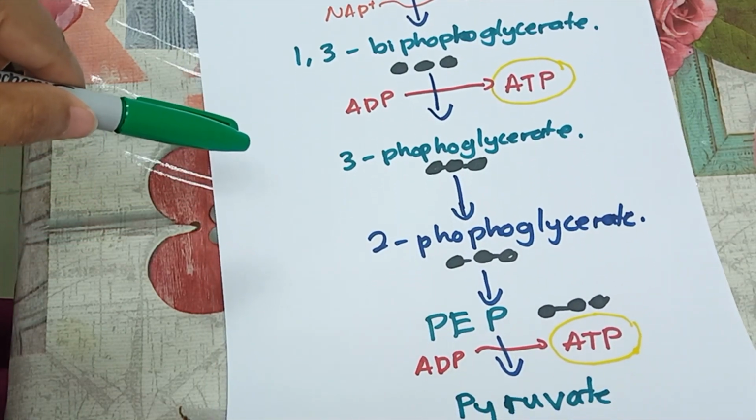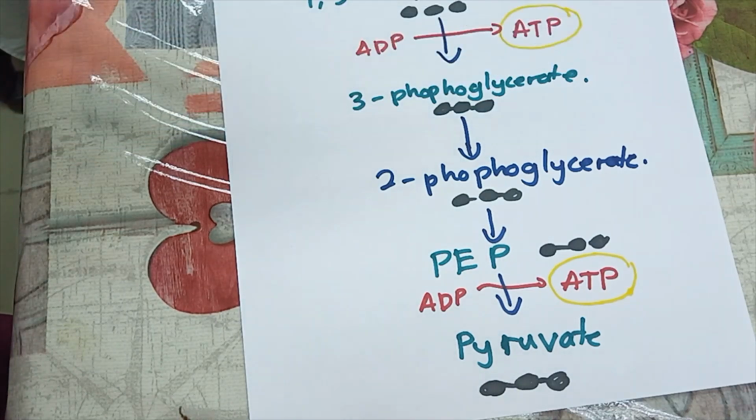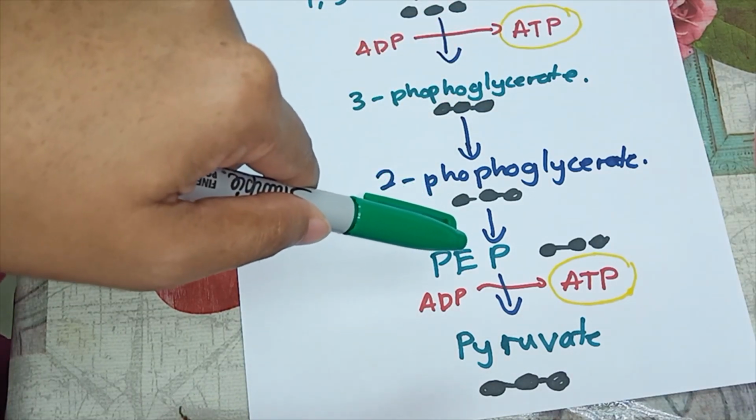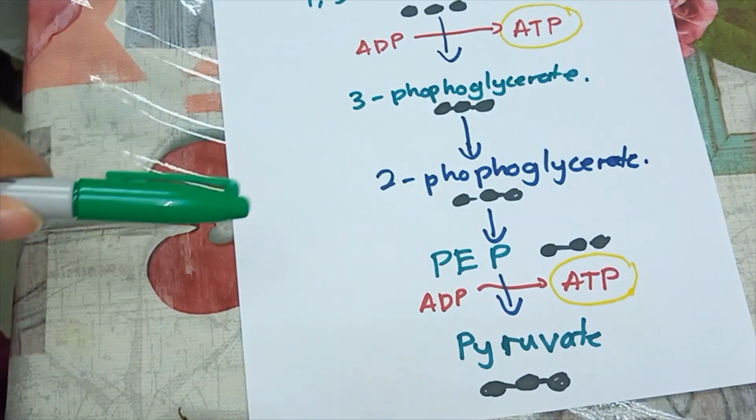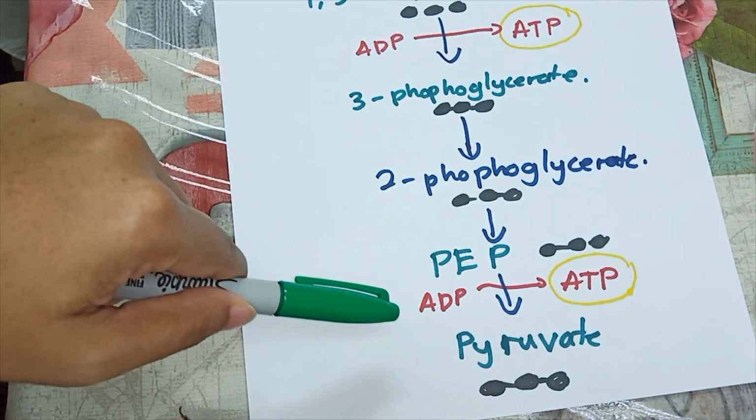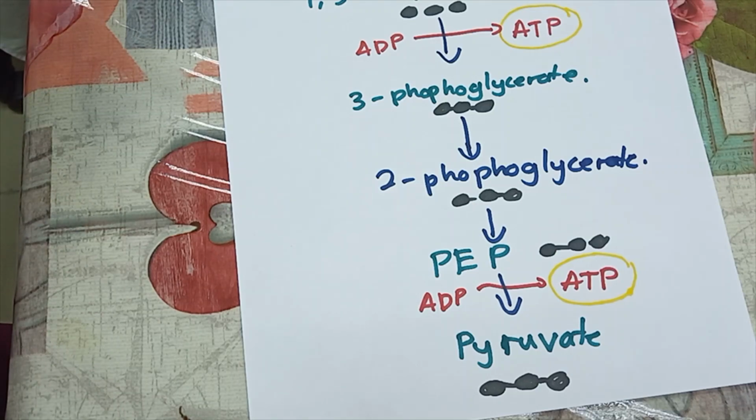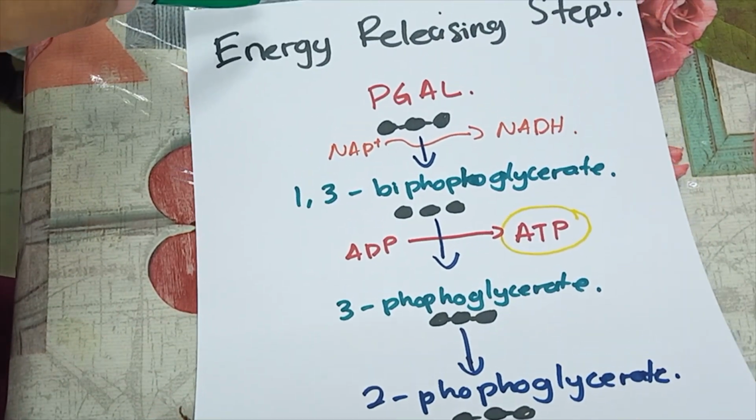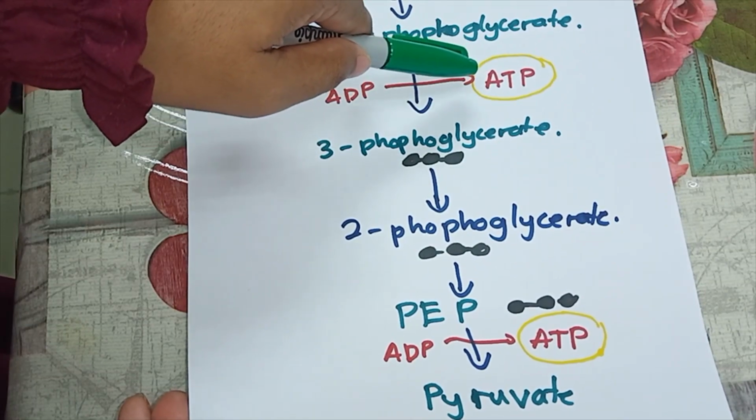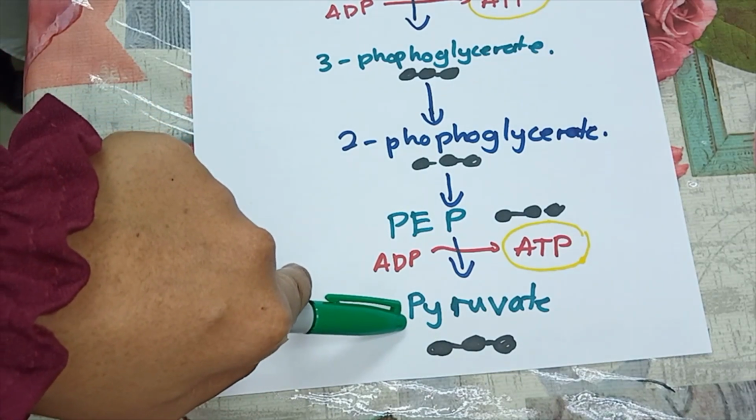And next, 3-phosphoglycerate will be converted into 2-phosphoglycerate, and this 2-phosphoglycerate will be converted into PEP. PEP is phosphoenolpyruvate. And this PEP will be converted into pyruvate, but this process needs another 1 ADP converted into ATP. So from this energy releasing step, 1 NADH has been produced, and 1 ATP has been produced at this stage and also 1 molecule of pyruvate.